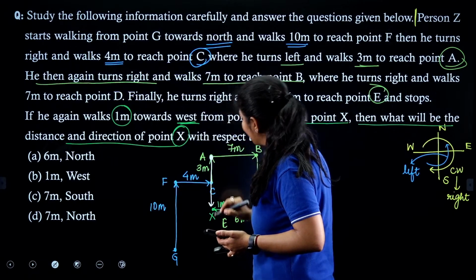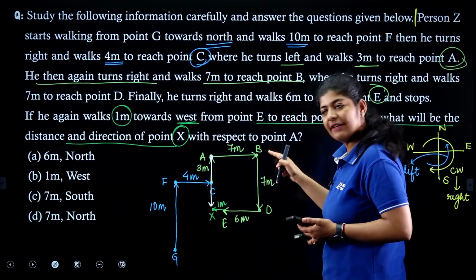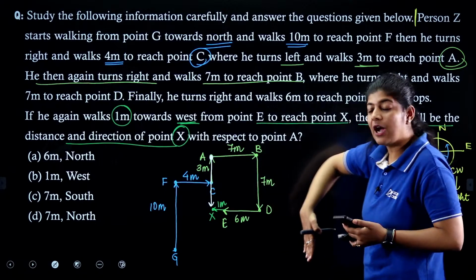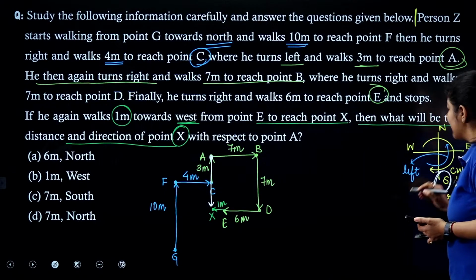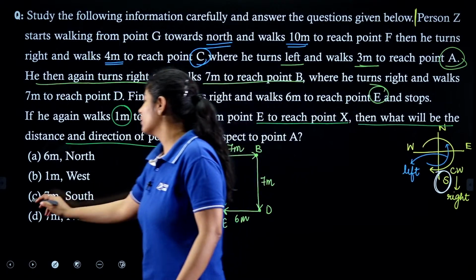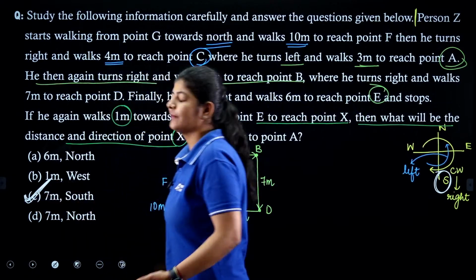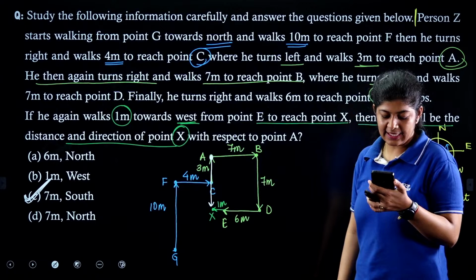So the distance that we are having over here is of 7 meters and the direction is downwards. That means the direction is south, 7 meters south. Option number C is the correct one.